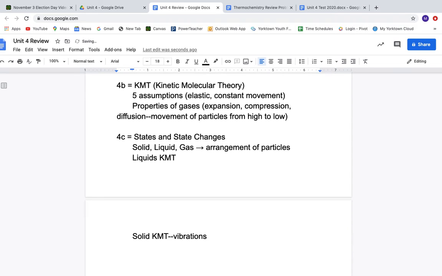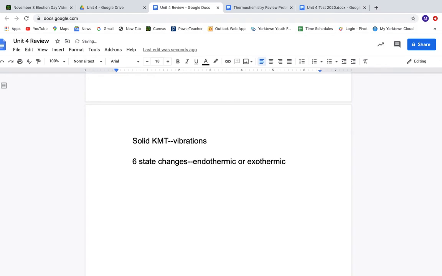State changes, you should know all 6 state changes and whether they're endothermic or exothermic. So you should know what they are and what they do. So we can go through those really quick. Freezing is exo. I'll do the 3 exos first. So you have to slow down the particles. You take energy out to slow down the particles.